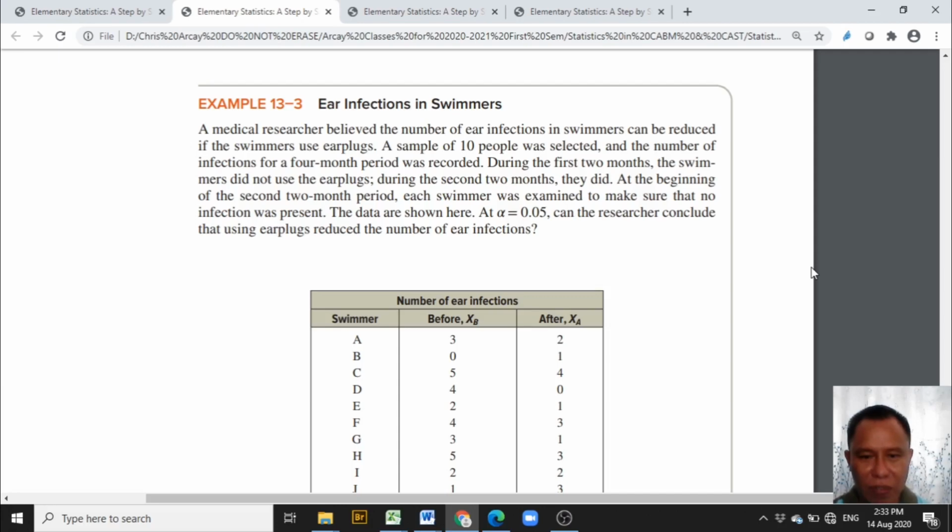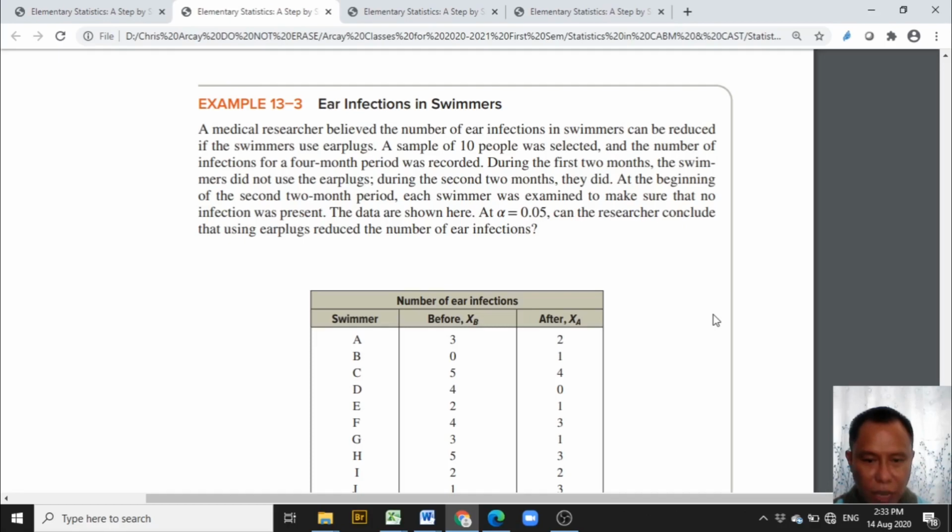A medical researcher believed that the number of ear infections in swimmers can be reduced if the swimmers use earplugs. A sample of 10 people was selected, and the number of infections for a 4-month period was recorded. During the first 2 months, the swimmers did not use the earplugs. During the second 2 months, they did. At the beginning of the second 2-month period, each swimmer was examined to make sure that no infection was present. The data are shown here, meaning in this table. At alpha equals 0.05, can the researcher conclude that using earplugs reduced the number of ear infections?